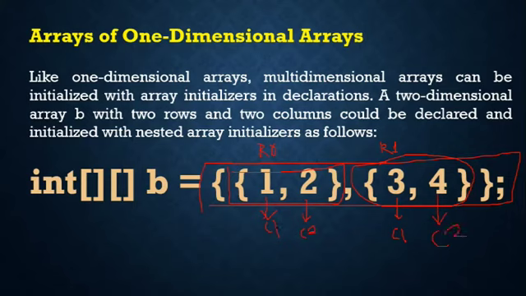Okay, row 1, column 0, row 1, column 1. The data starts from 0. This one also, column 0, and this one is column 1. Okay, so how do we do that?